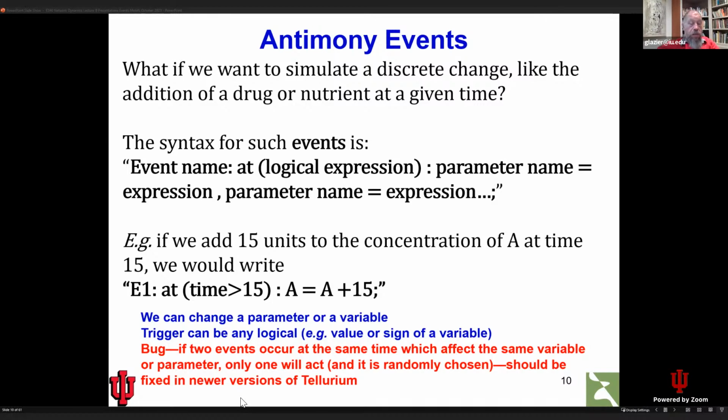And so maybe we can check to see whether the current version of Tellurium works. I know the nanoHUB version will not work. If you do both at the same time, only one will execute. You can have two events that occur at the same time that affect different variables. There's no problem. It's only if they affect the same variable that there was an issue. And I think that's probably fixed now in the current version of Tellurium that's on Colab.